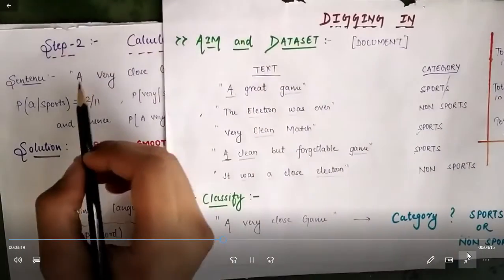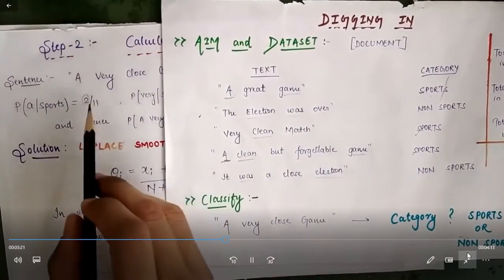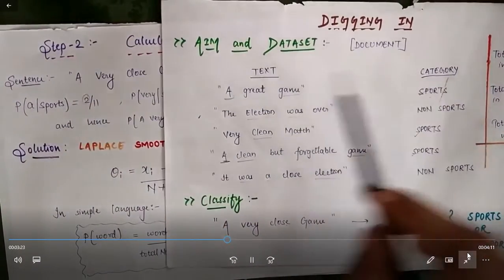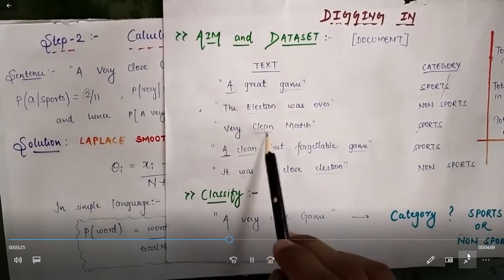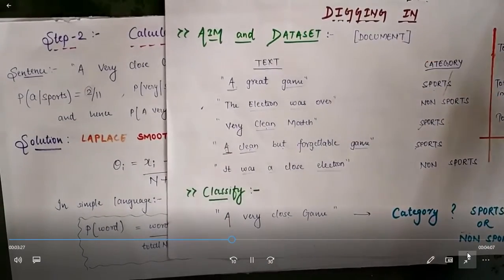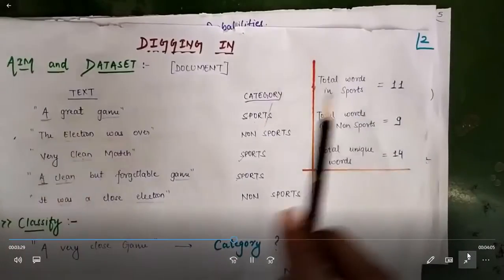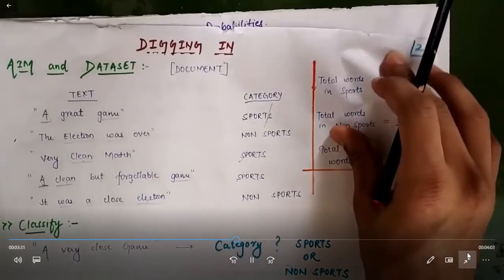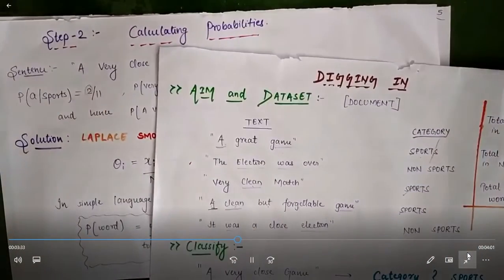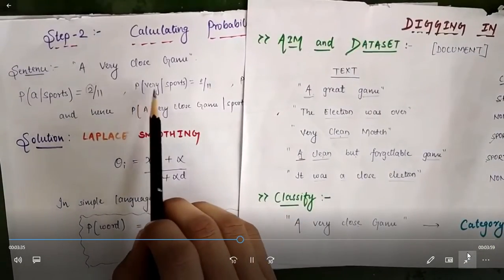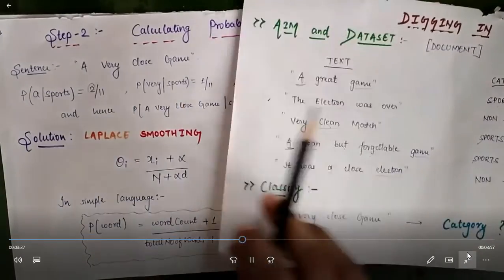So that's why the numerator here is 2. And how many words are there in sports? 1, 2, 3, 4, 5, 6, 7, 8, 9, 10, 11. So the total number of words in sports is 11. So 2 by 11.